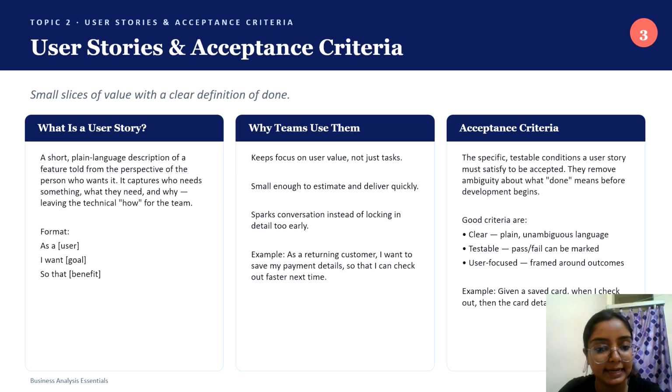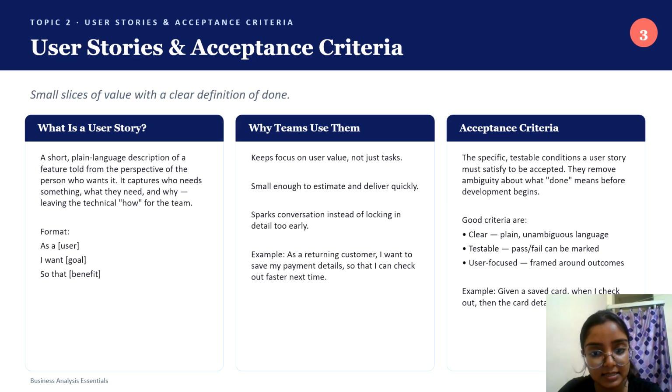Now, moving to the second topic, that is user stories and acceptance criteria. What is a user story? A user story is a simple description of a feature from the user's point of view. And the format is, as a user, I want a goal so that I get a benefit. For example, as a returning customer, I want to see my payment details so that I can check out faster.